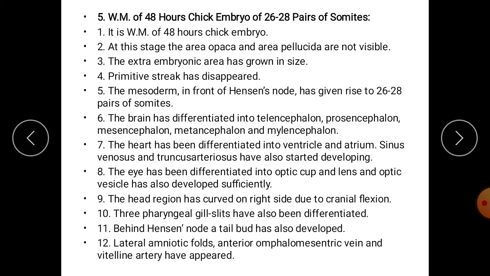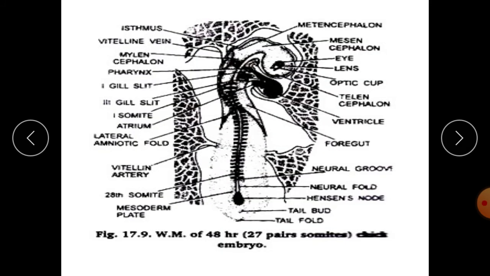And the last one is the 48-hour chick embryo. So, whole mount of a 48-hour chick embryo, it may have 26 to 28 pairs of somites. At this stage, the area opaca and area pellucida are not visible. The extraembryonic area has grown in size. Primitive streak has disappeared. See, the embryo has twisted.